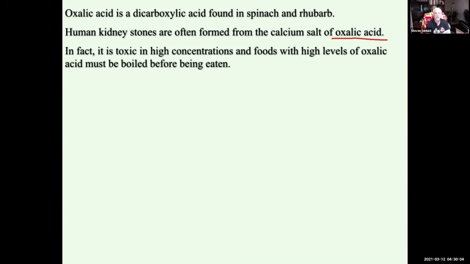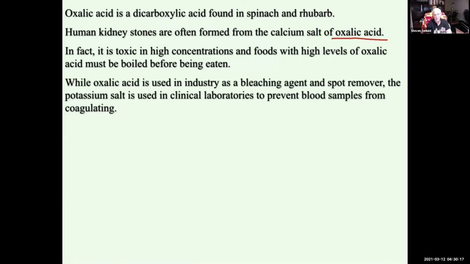It is toxic in high concentrations. Foods with high levels of oxalic acid must be boiled before being eaten, or else you get that oxalic acid, which can be toxic in your body. And I'll give you a list of some foods that are high in it too. Oxalic acid is used in industry as a bleaching agent and spot remover. The potassium salt is used in clinical laboratories to prevent blood samples from coagulating. So when you're in the lab, you take that oxalic acid and the blood samples won't coagulate. It keeps the molecules apart.